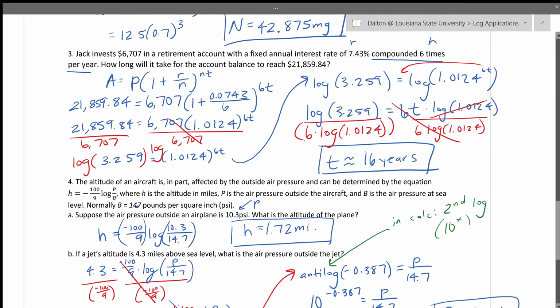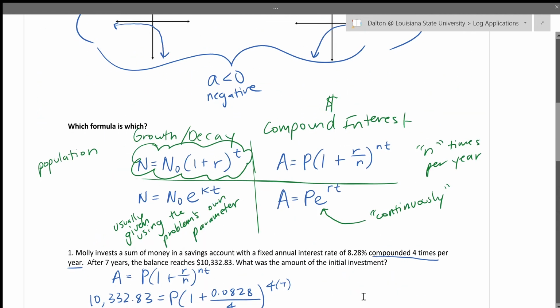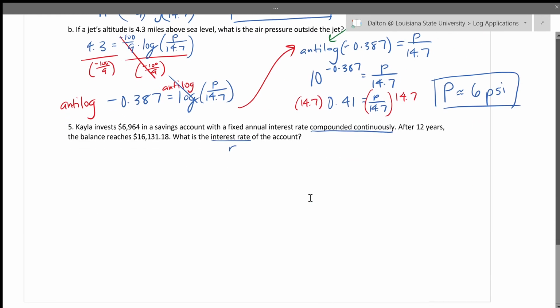Compounded continuously, when you're looking at your options of the equations, we're going to be using this bottom right one: A equals P e to the rt power. A stands for the final amount, which is 16,131.18. P stands for the initial amount, which is 6,964, times e to the, we don't know the rate. Remember, e is not a variable, by the way. e is the number. We don't know the rate, so I'm going to leave that as r. And then t is 12 years, so times 12.